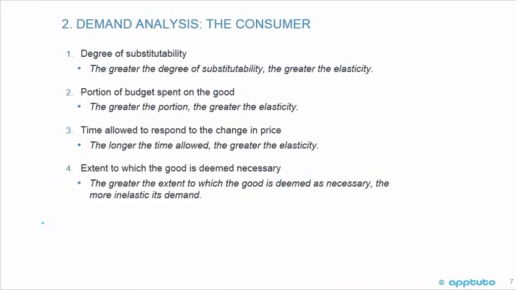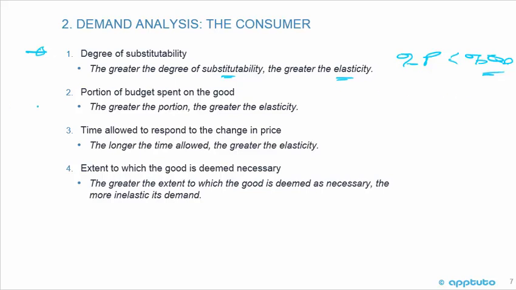Okay, now we're going to look at 4 key points here when we're looking at demand analysis in the consumer. One is the degree of substitutability. The greater the degree of substitutability, the greater the elasticity. So remember, the percentage change in price, there's going to be a greater change in the percentage change of the quantity demanded. Okay, and what would an example be? Coke and Pepsi. Price of Coke went up. Well, I'm going to start to buy Pepsi because I can substitute Coke with Pepsi.